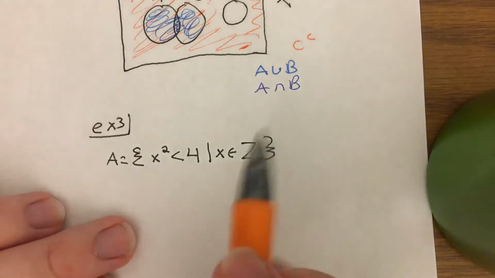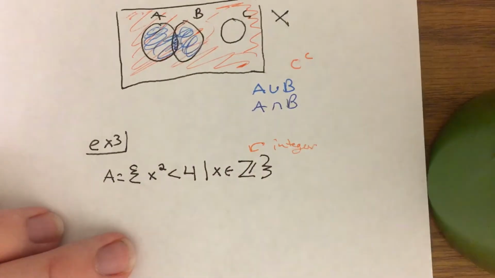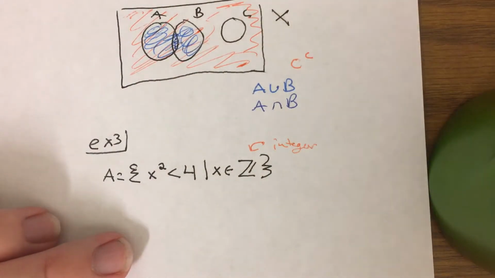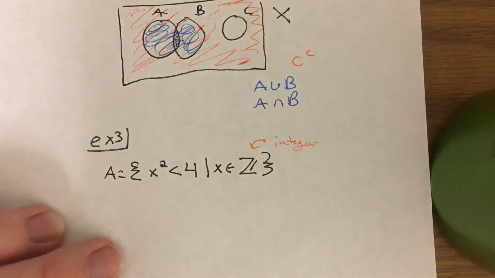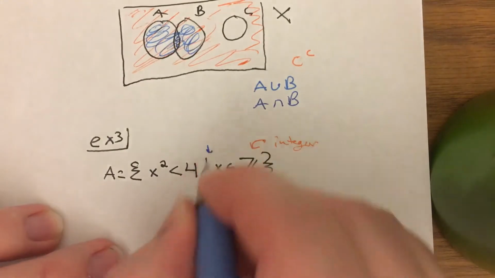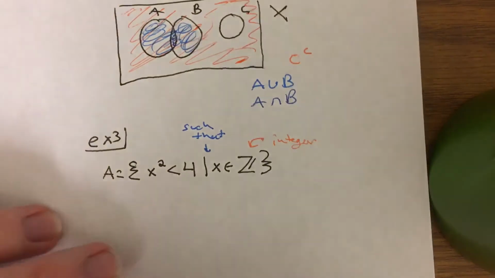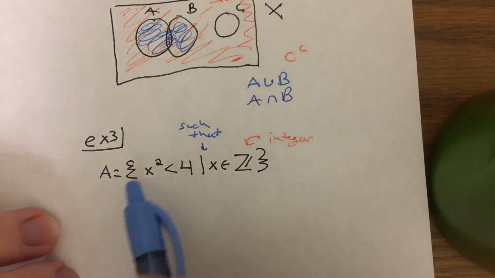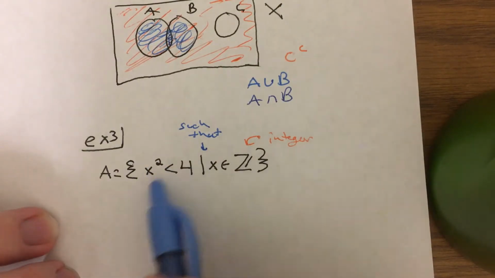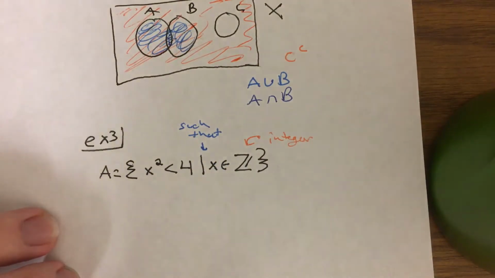So this Z here, this big Z, means integer, right? Negative numbers like -1, 0, and the positives like 1, 2, 3, 4, and so on. This right here, if you're not familiar with that notation, is a "such that". So essentially this is saying the set A contains all the elements x squared less than 4 such that x is an integer.